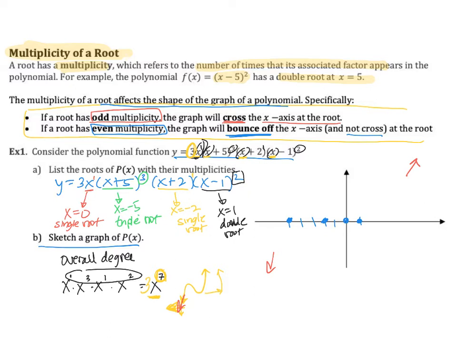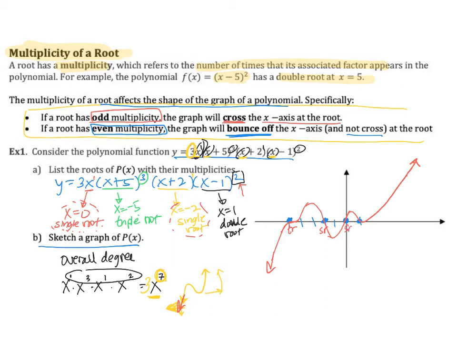So right here at -5, we have a triple root. It comes through and flattens out here, and it continues to go up. Then at -2, we have a single root, so it's going to come up and then go straight down. At 0, it's also a single root, so it's going to come up and go through 0. And at 1, it's a double root, so it's going to come down, bounce away, and then continue upward.